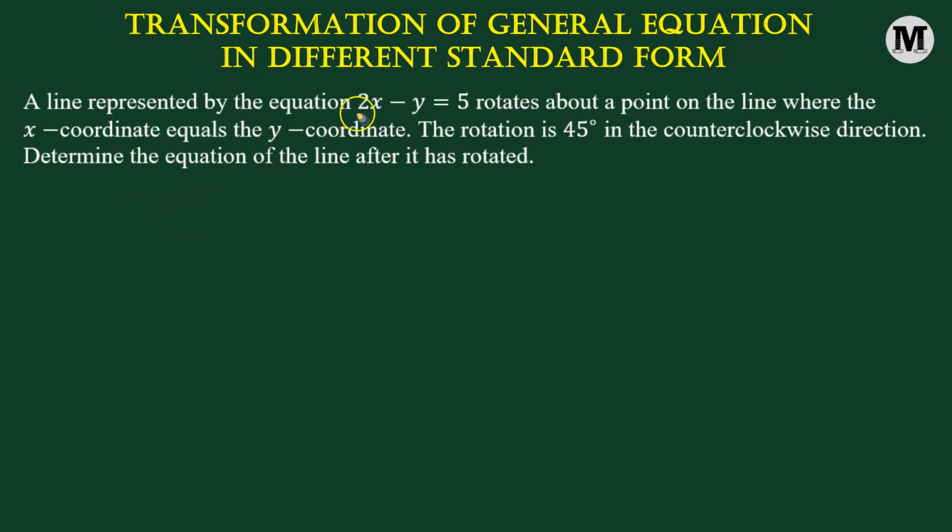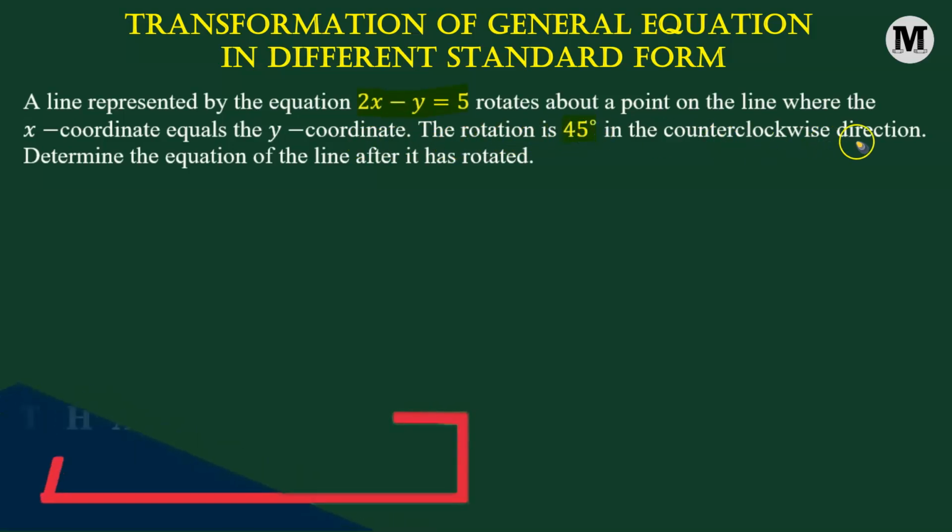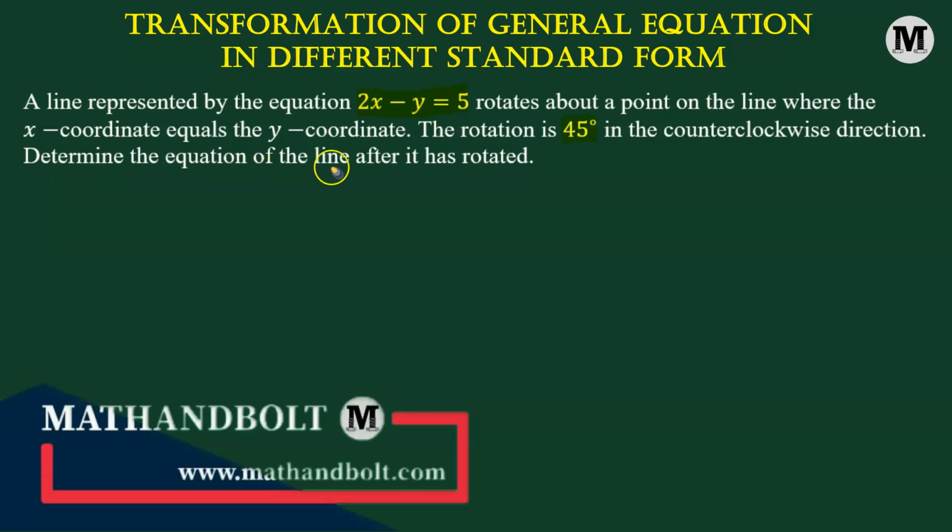A line represented by the equation 2x minus y equals 5 rotates about the point on the line where the x-coordinate equals the y-coordinate. The rotation is 45 degrees in the counterclockwise direction. We need to determine the equation of the line after it has rotated.